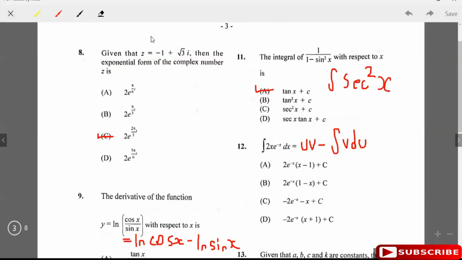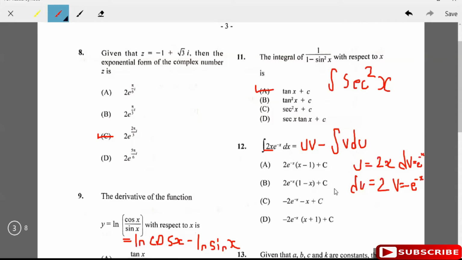So question 12, this is what we're doing. This is our u. u is equal to 2x, and so du is 2. And then our dv is equal to e to the minus x, and so v is just equal to minus e to the minus x.